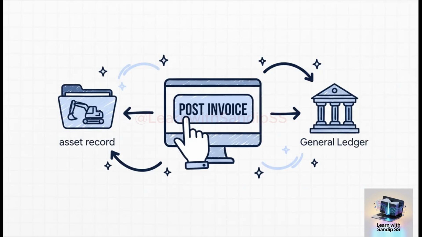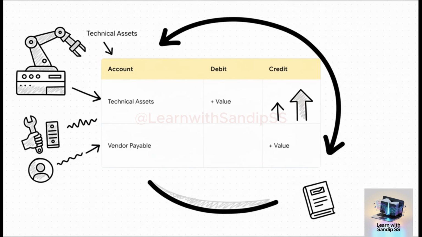And the magic moment happens right when Kevin posts the invoice for the excavator. The system is built so that this one simple action creates what's called an integrated transaction. It's this really elegant, efficient process that updates both the detailed asset record and the high-level general ledger at the exact same time.